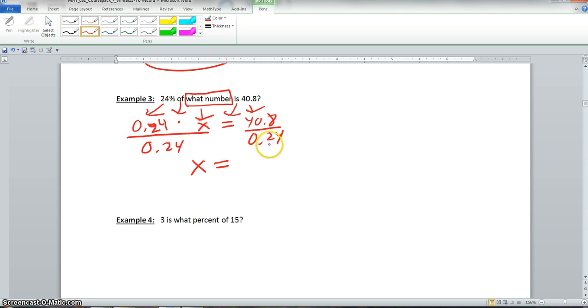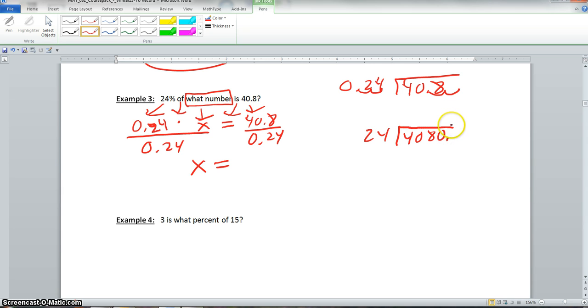Now you can take a calculator and do this problem and get your final answer. But if you want to do it by hand, you could do it like this. We have 0.24 into 40.8. Now you have to move this decimal 2 places to the right. So you have 24 into 4,080. And we'll just put our decimal back there just in case we need it.